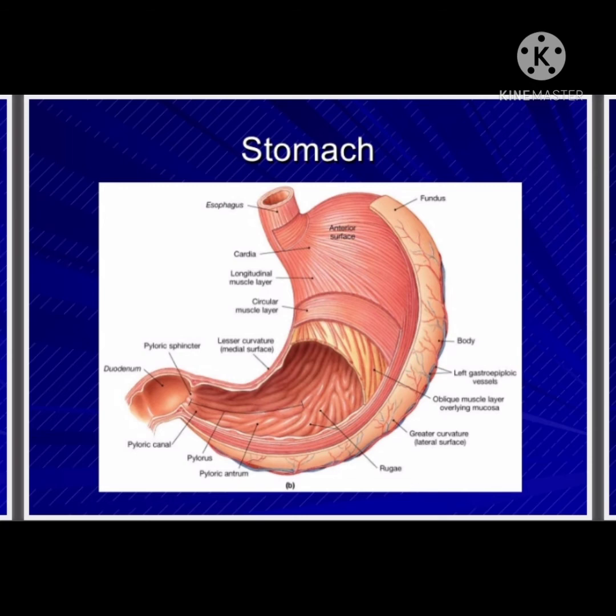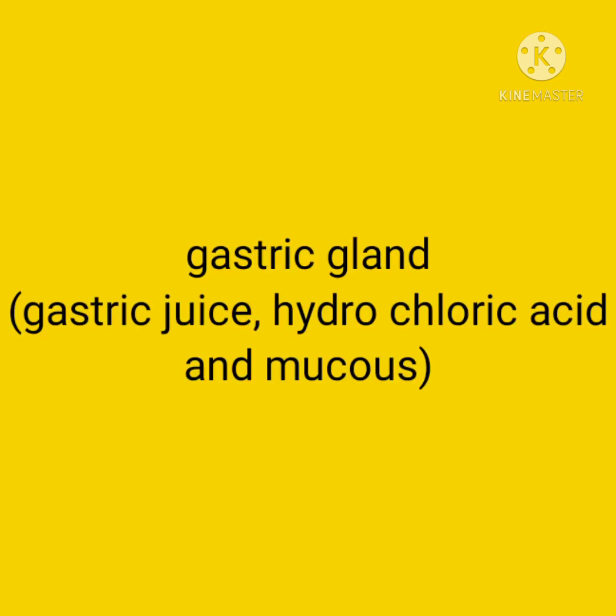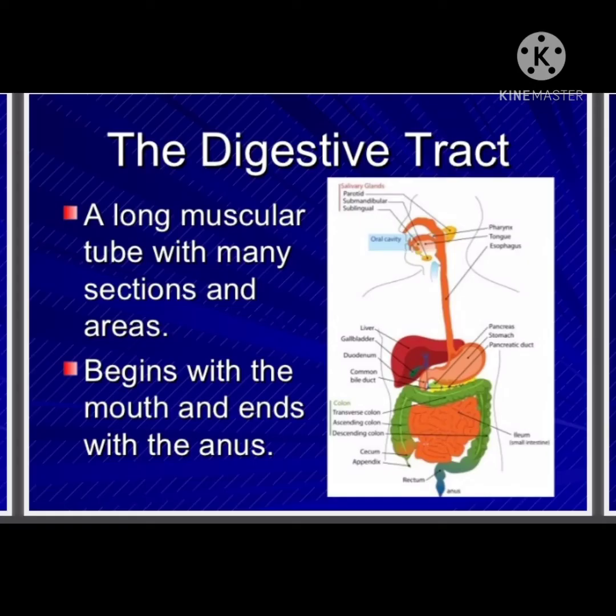Then the second location of the digestive gland is inside the stomach. What is the name? The inner lining of the stomach contains gastric glands. Gastric glands secrete gastric juice: hydrochloric acid plus mucus. So listen, my dear students, you have to keep the figure of our digestive system in your mind while studying this process of digestion.